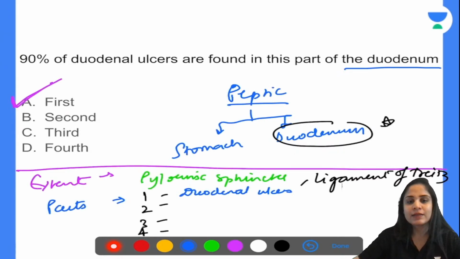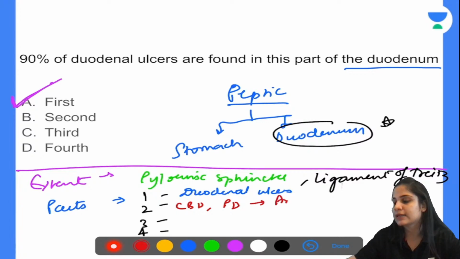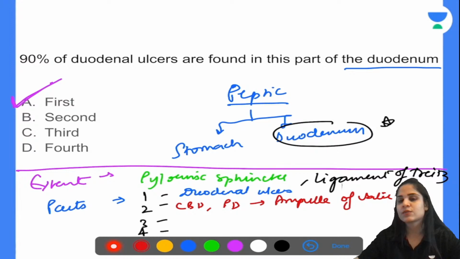The second thing that they will ask you is about the second part of the duodenum. Anything that you guys know about the second part? Anything that is present over there coming from the common bile duct and the pancreatic duct? Yes, absolutely correct. The common bile duct and the pancreatic duct both merge in the second part of the duodenum at the ampulla of Vater. That is what we need to remember about the second part of the duodenum.